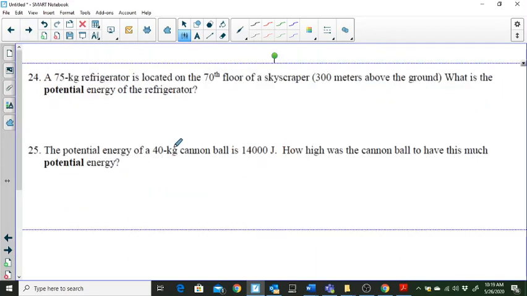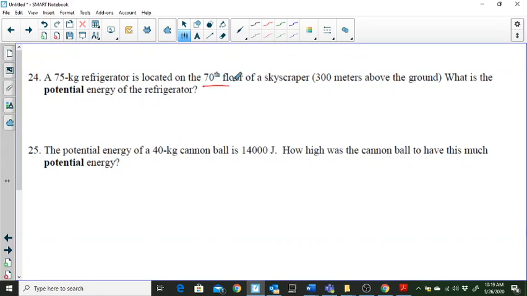Oh, we're getting close to the end. We got the refrigerator on the 70th floor of a high skyscraper. A 75 kilogram refrigerator is located on the 70th floor of a skyscraper 300 meters above the ground. What is the potential energy? Potential energy is equal to mgh.